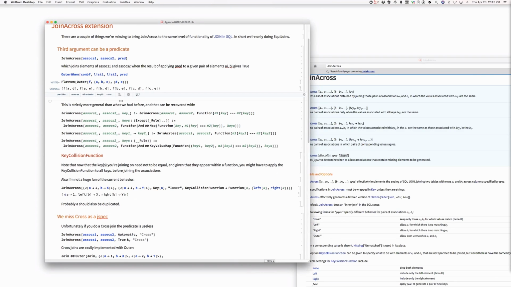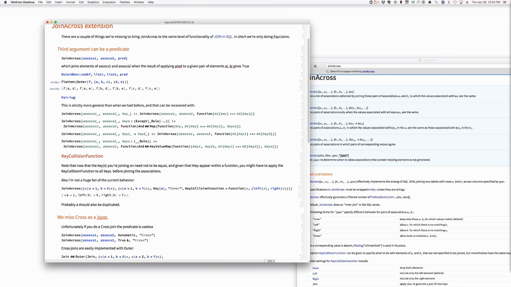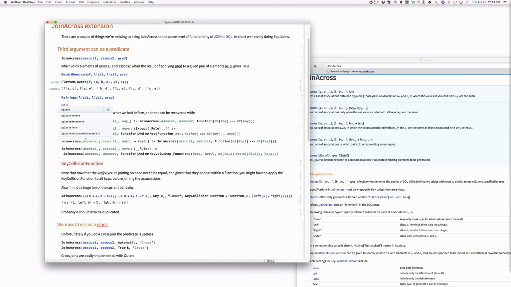But the point here is that what we are saying is keep only, so even an even simpler case of this would be something like this. It would be like pairings of list one, list two, predicate. By the way, we've got some background noise, it'd be nice to avoid. Okay, which gives all possible pairings from list one and list two for which predicate gives true. So this is a two-dimensional version of select. So select list comma pred, right? This is multi-select of some kind.